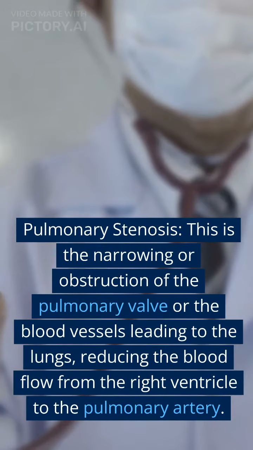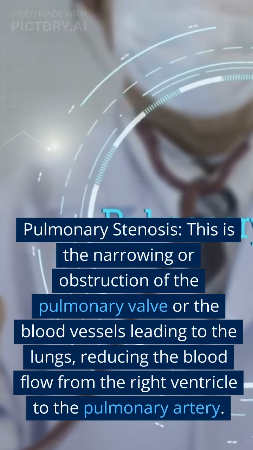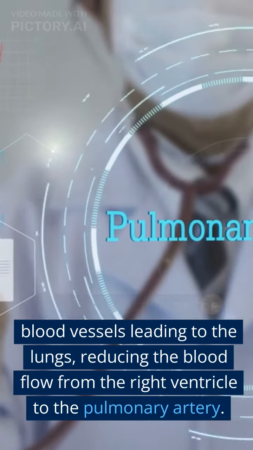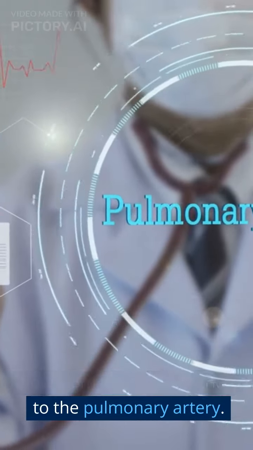Pulmonary stenosis. This is the narrowing or obstruction of the pulmonary valve or the blood vessels leading to the lungs, reducing the blood flow from the right ventricle to the pulmonary artery.